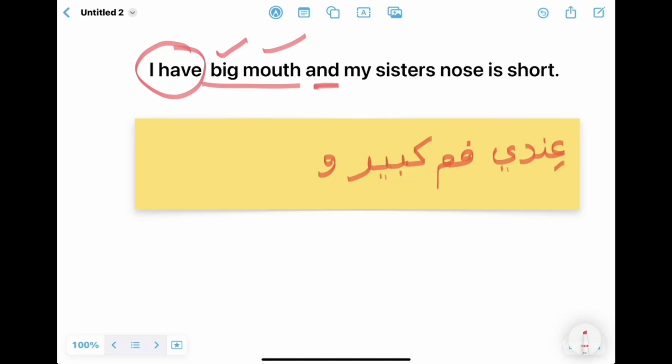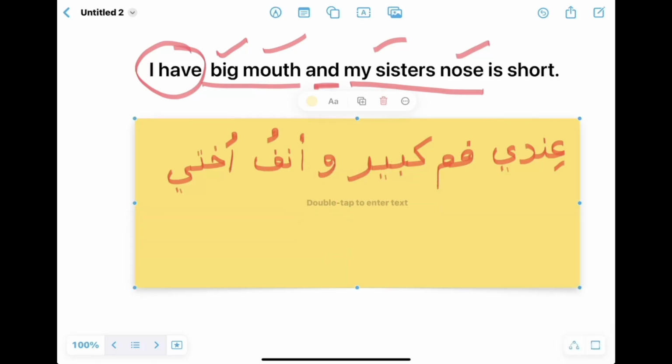And means wa. My sister's nose. Okay, first translate the nose. What is nose? Anfu. My sister. What is my sister? Ukhti. Okay, ukhti. Very good, ukhti.